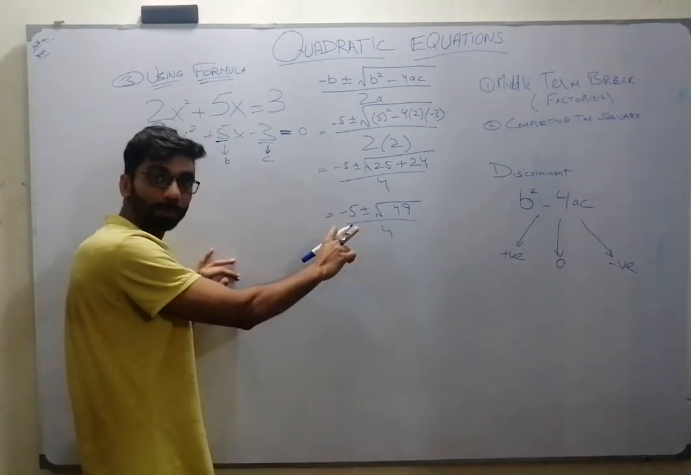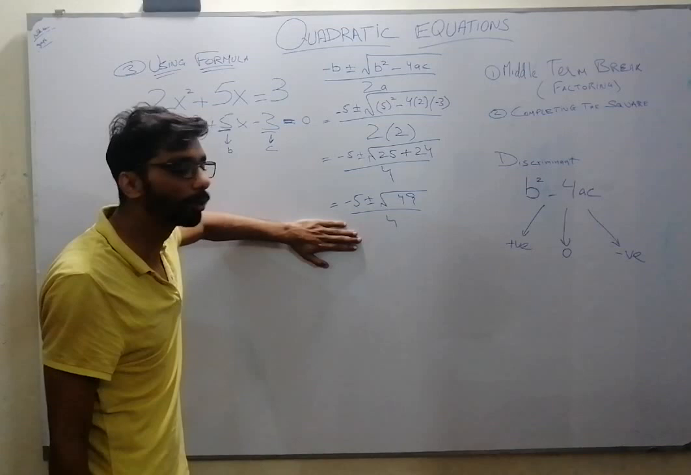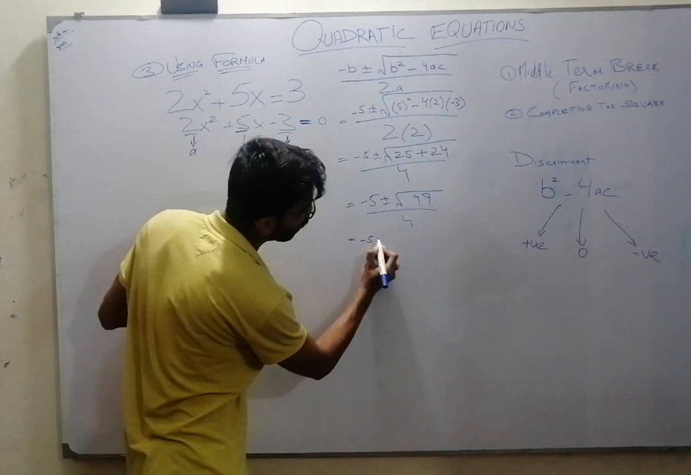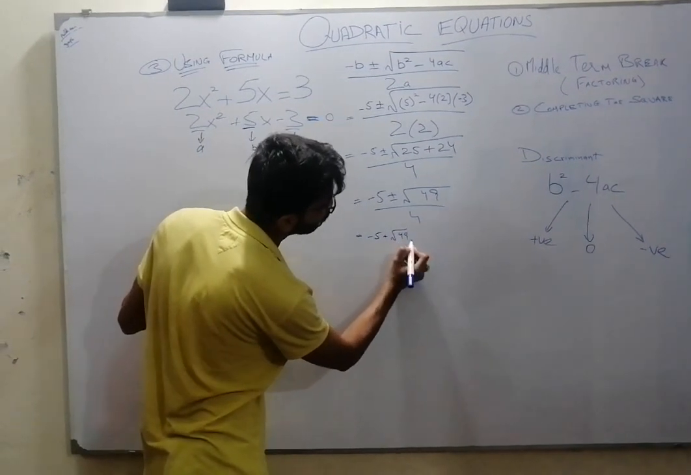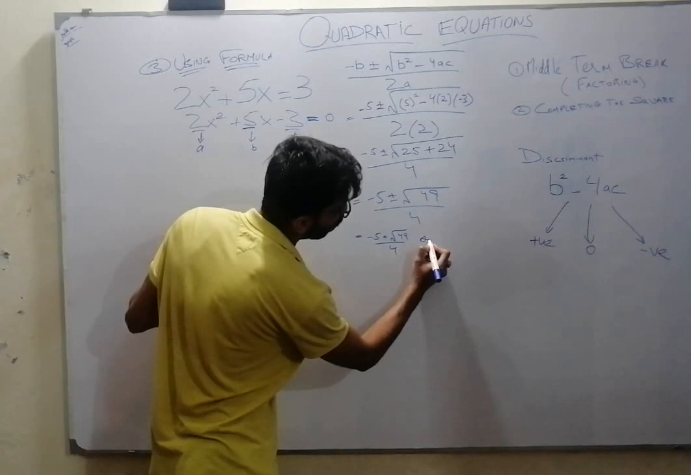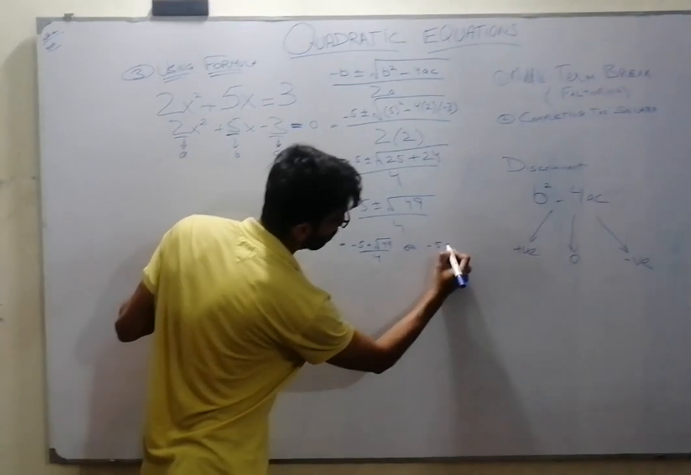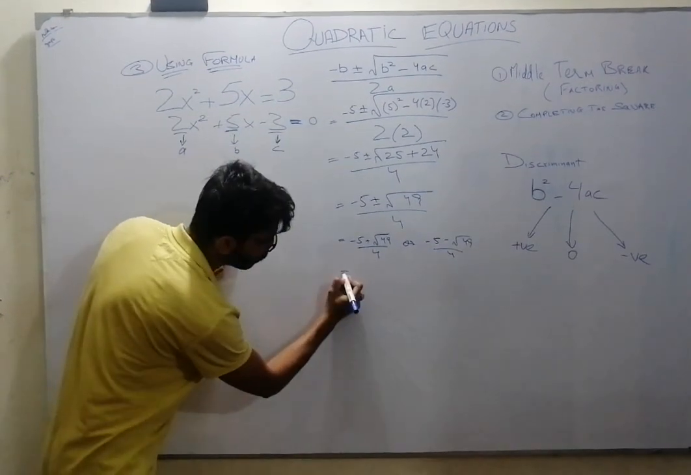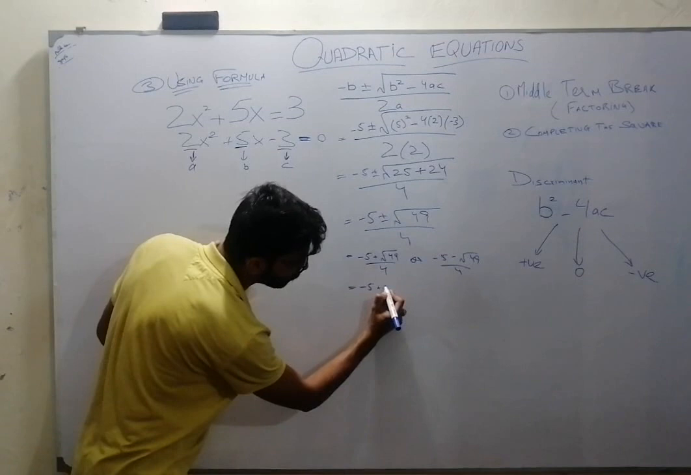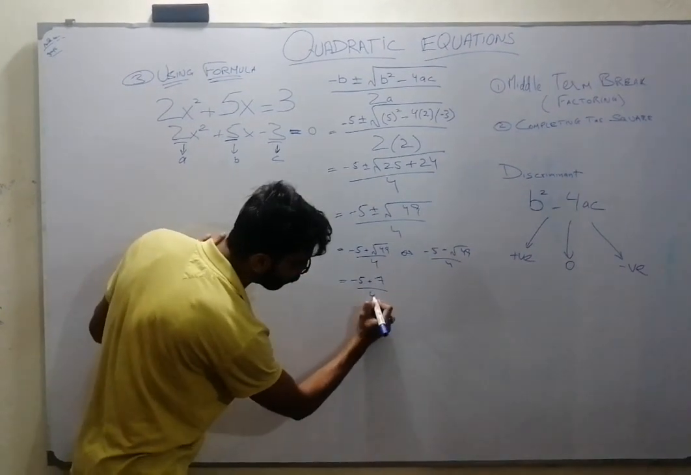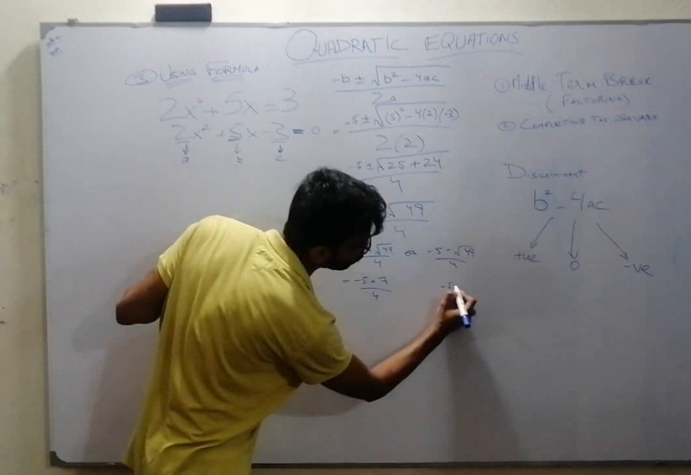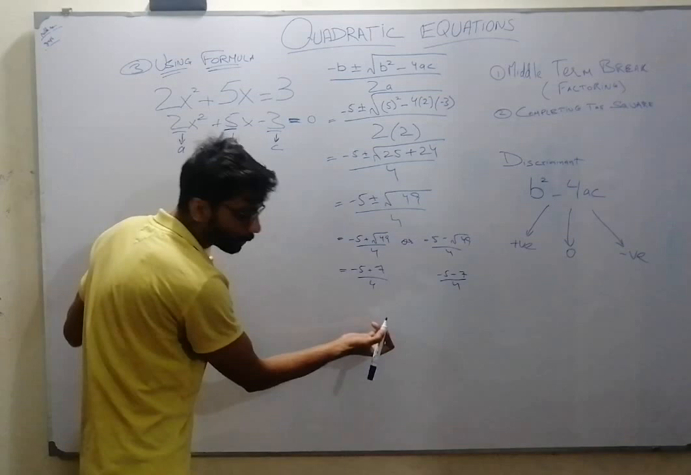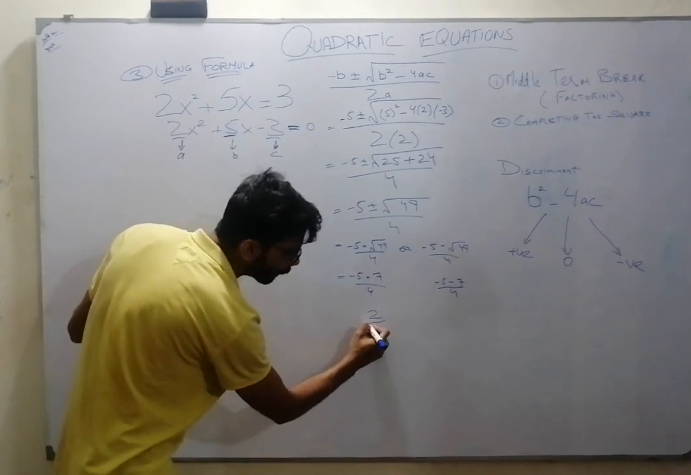Now look, we have got this plus minus. What we will do here, we'll break this into two parts. First is minus 5 plus under root 49 divided by 4, or minus 5 minus under root 49 over 4. So this is minus 5 plus under root 49 is 7 divided by 4. And in the second part, again minus 5 minus 7 over 4. So this is minus 5 plus 7 is positive 2 divided by 4.